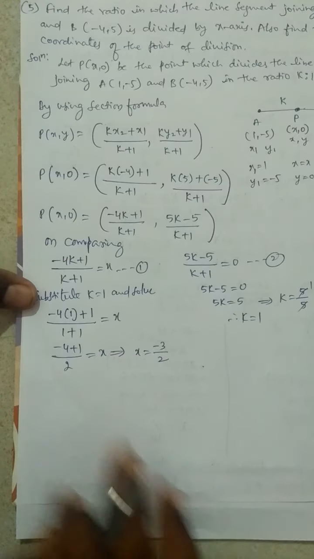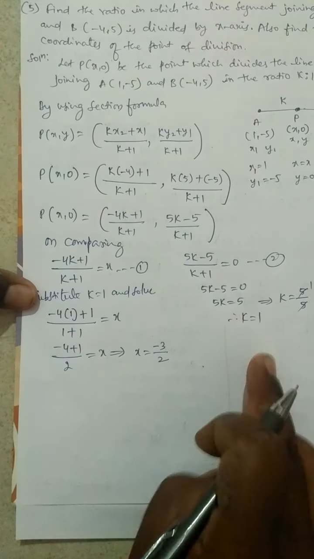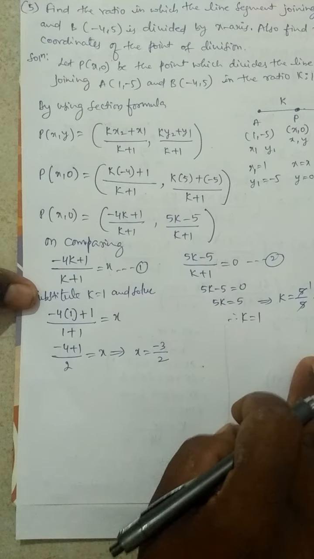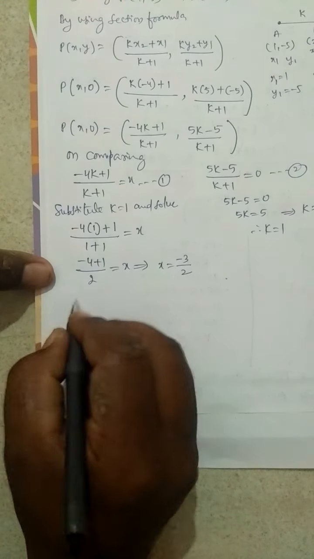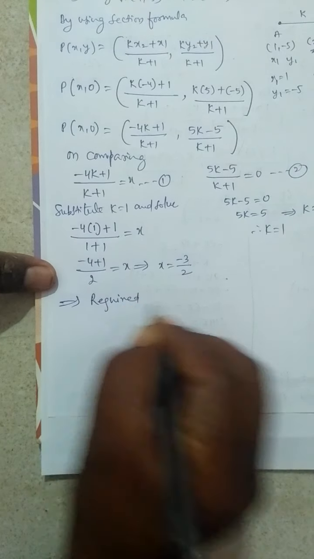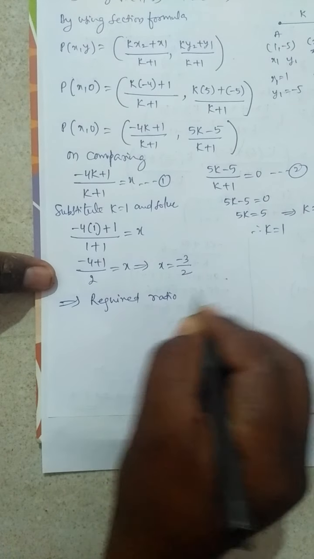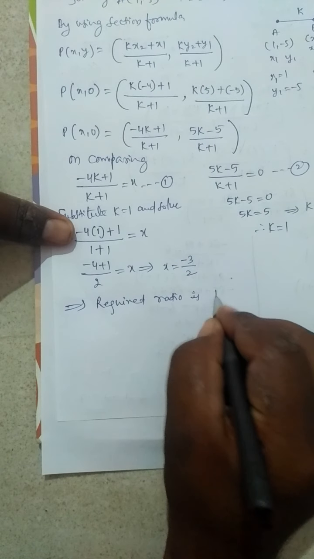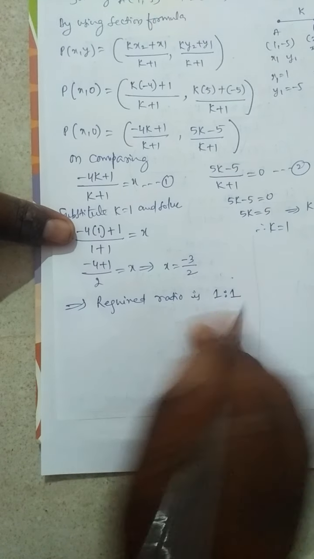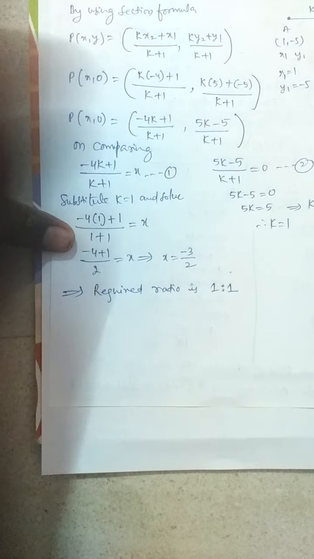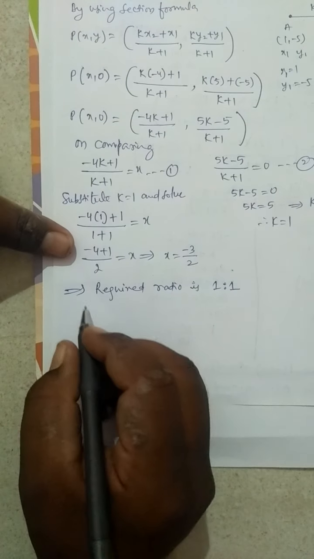So what we have to find out? Find the ratio. Ratio means k is to 1. K value is 1. So it is 1 is to 1 here. So which implies the required ratio is 1 is to 1. Find the ratio. Also find the coordinates of the point.